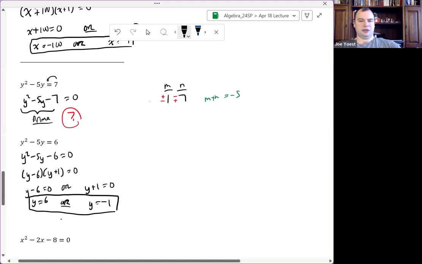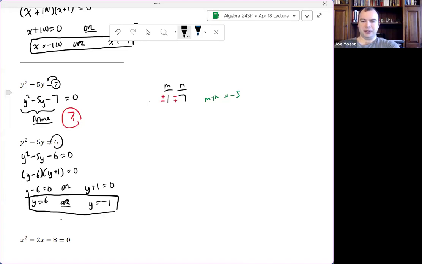So two very similar looking problems. The only difference was this number on the right-hand side. One we could solve, one we at least weren't able to solve with our methods.